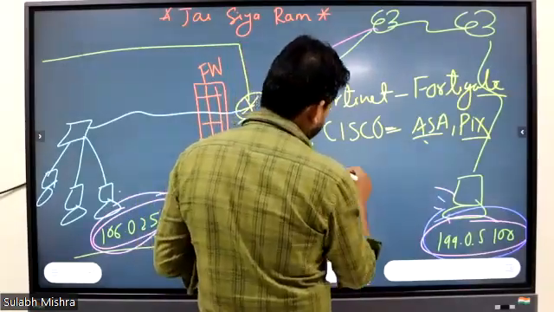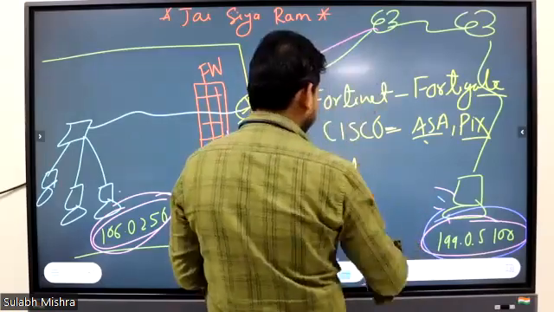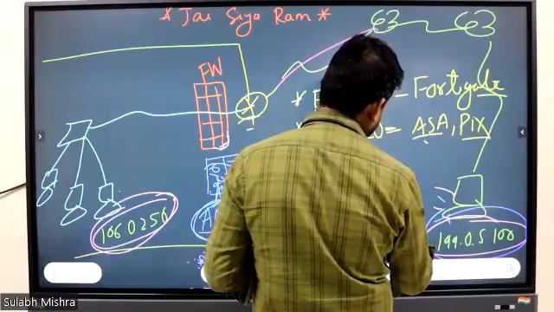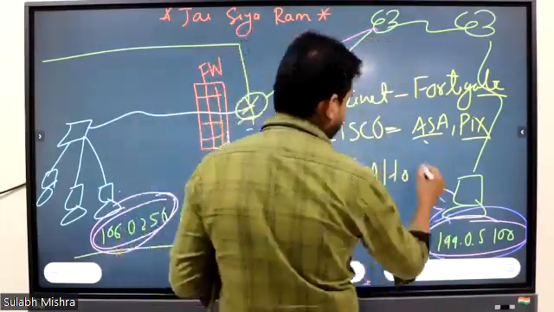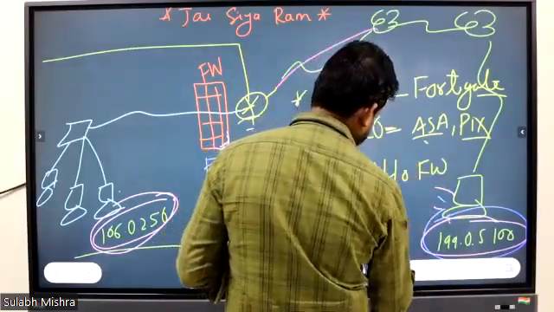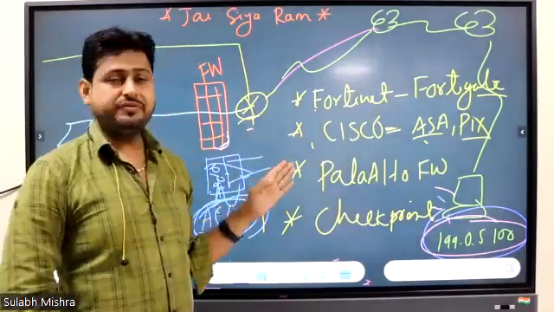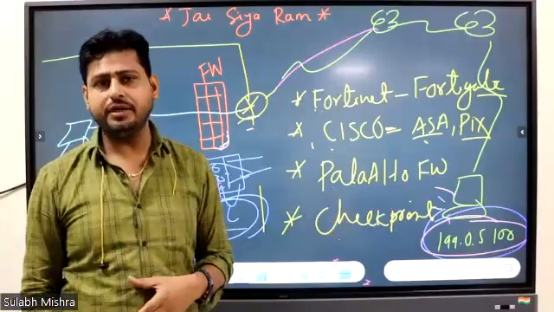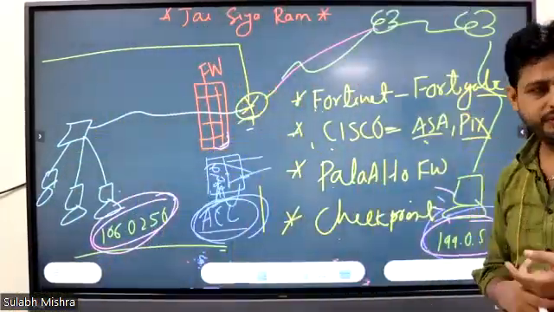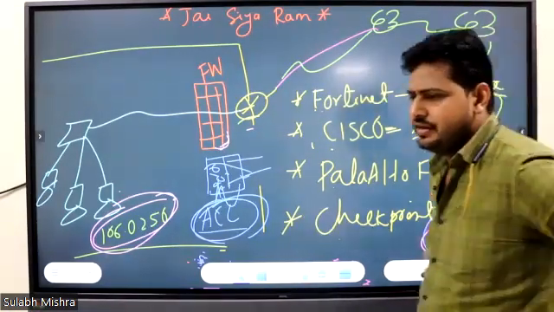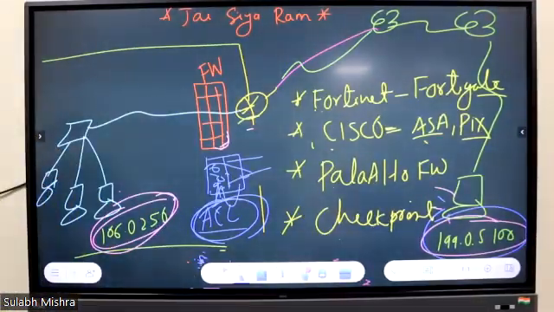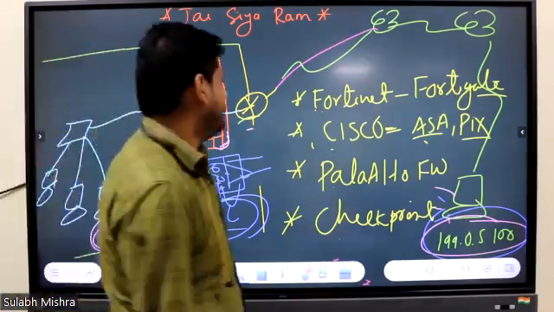And such as the Palo Alto firewall, Checkpoint, Juniper. Multiple vendors: Checkpoint firewall, Juniper firewall, Sophos firewall, right? But some of the famous ones are Fortinet, Cisco, Palo Alto, Checkpoint, and Juniper. These are some of the very famous, popular firewall vendors, right? Got it?